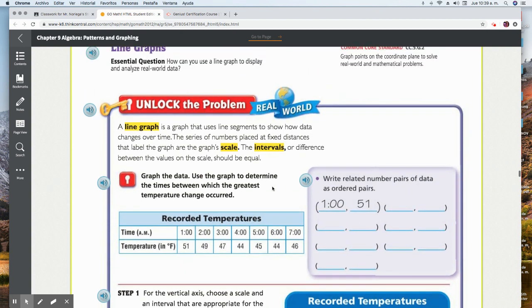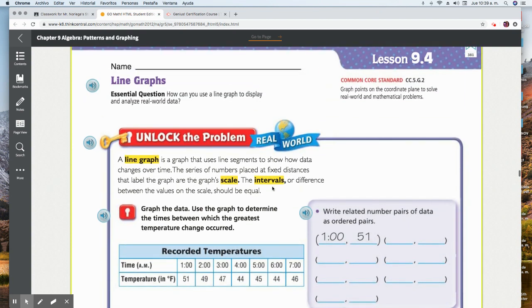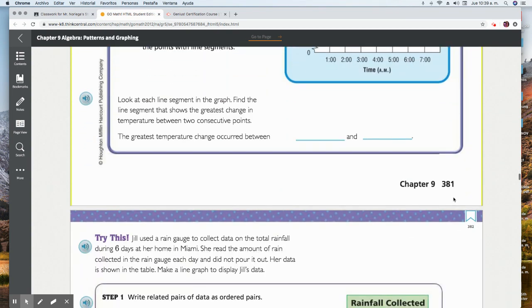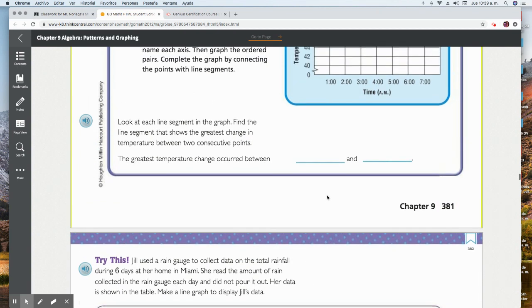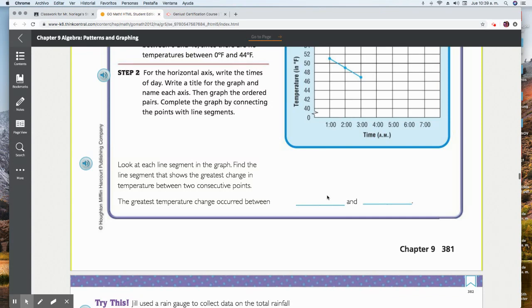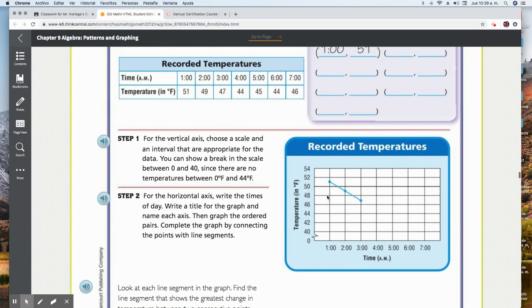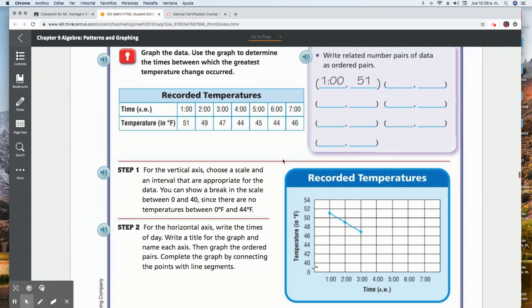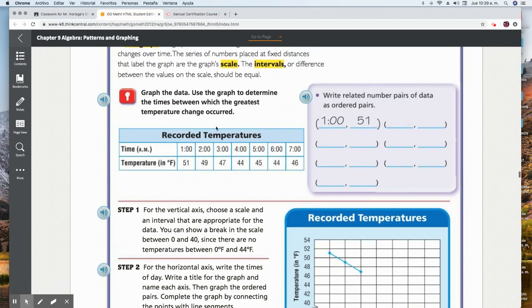Make sure that you have your Go Math book with you. Find lesson 9.4, which is page 381. Make sure you have your book so that you can start recording the information that I am going to write on the screen. You are going to write it in your book, of course. Let's go ahead and unlock this problem.